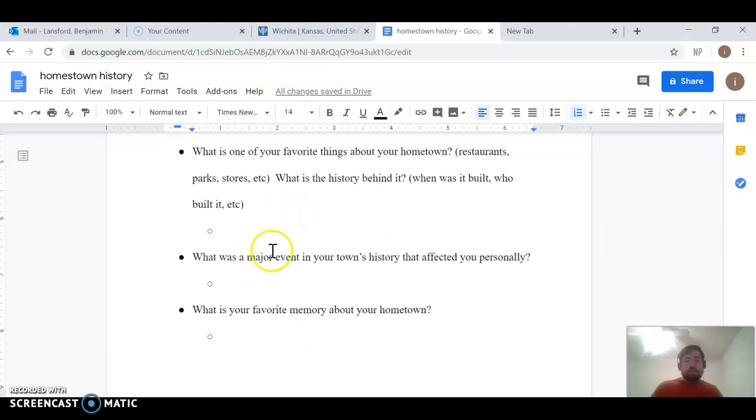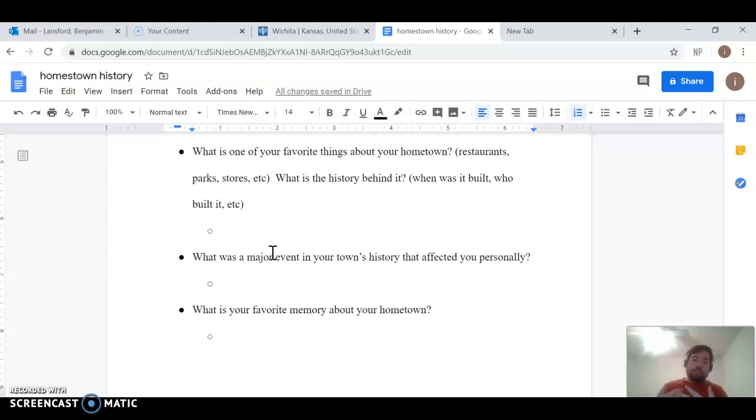Also, a couple more here. What was a major event in your town's history that affected you personally? Right? What were some major events in your town history that really hit you personally and affected you? The idea is trying to tie your personal history with the town, right? What are major events that really affected you?